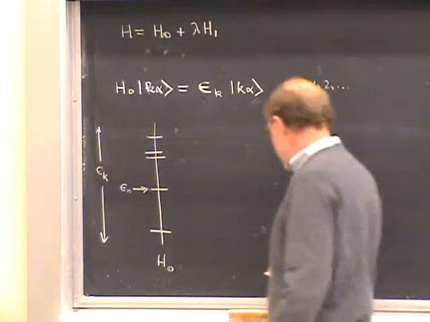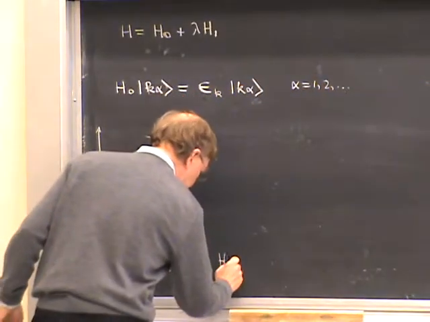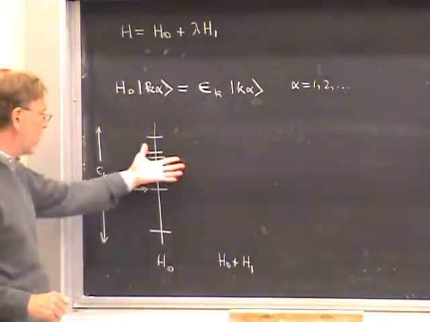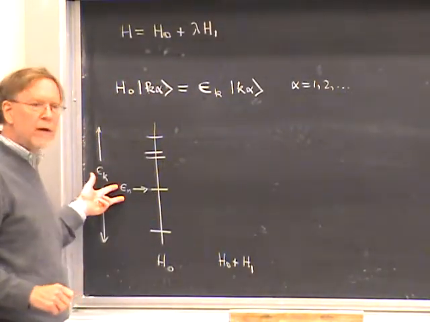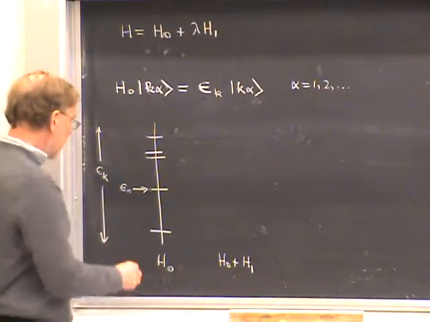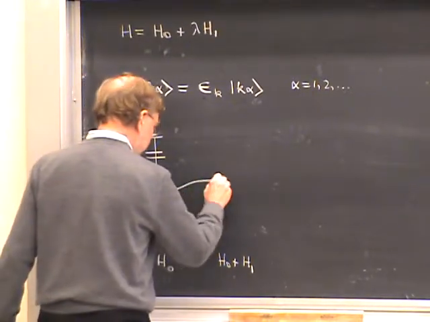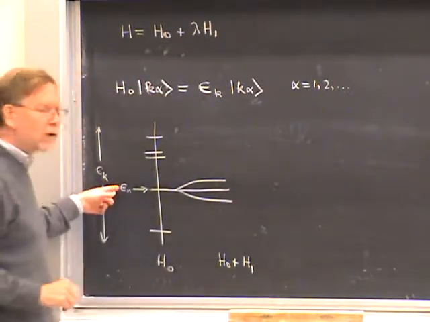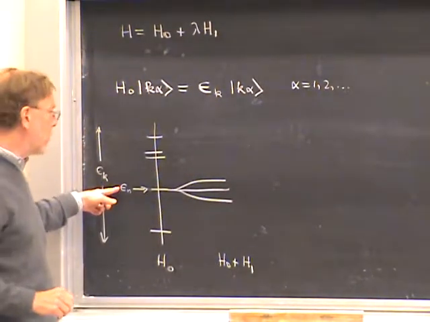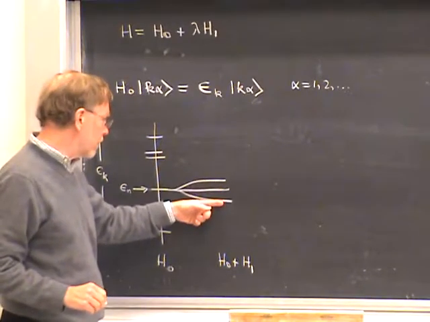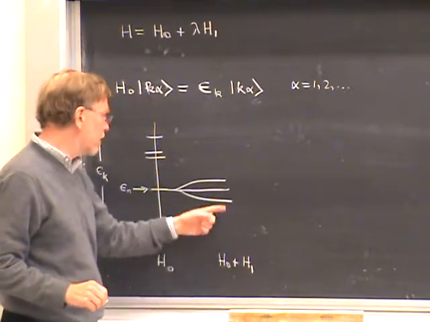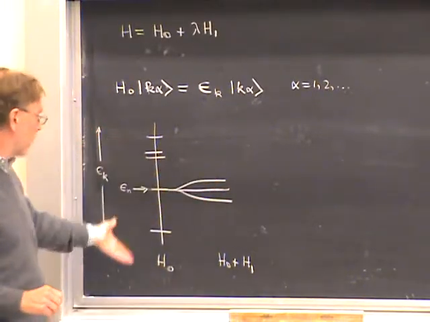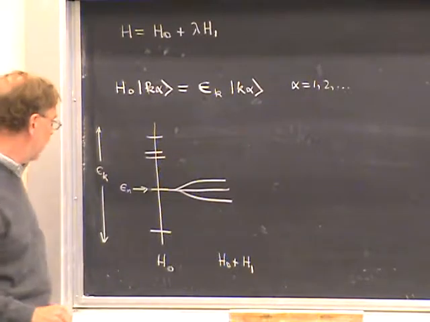When we turn on the perturbation to get H0 plus H1, the unperturbed energy levels will change around, and if they're degenerate, they will in general split. So, for example, our epsilon_n level we're interested in might split into three levels like this. Of course, if it did, it means that it was at least threefold degenerate, but it might be more than that because the resulting levels that are produced when the perturbation is turned on might themselves be degenerate. But this is a general sort of situation that happens in perturbation theory.